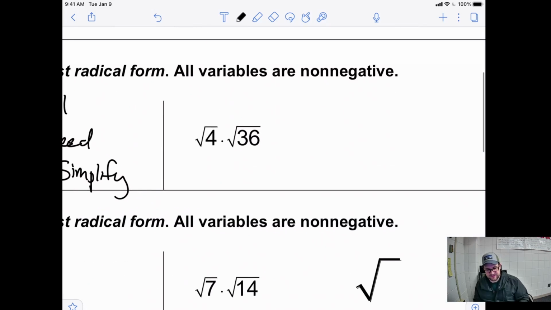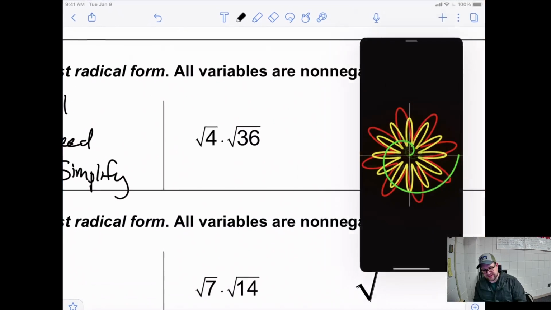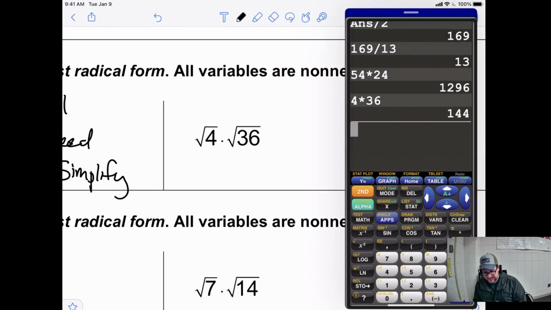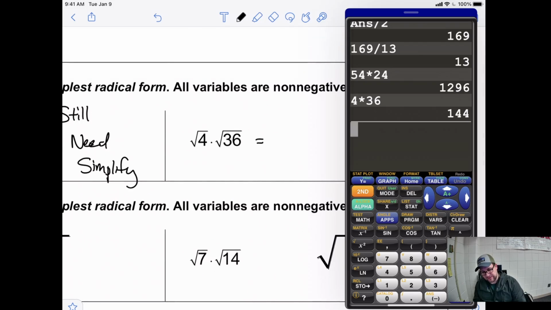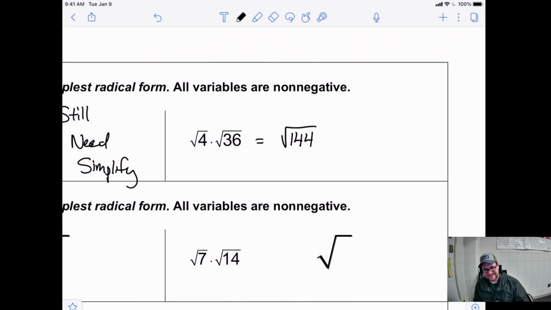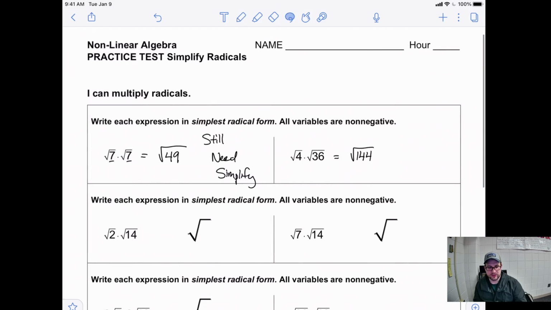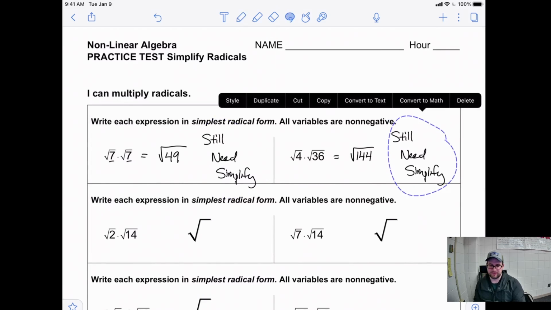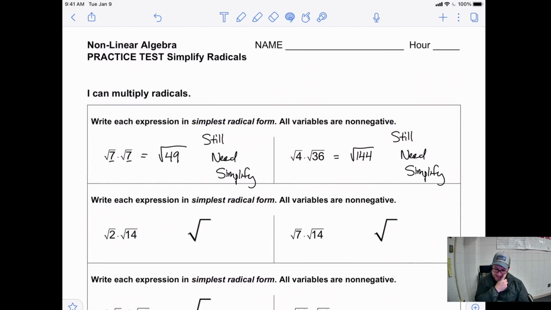If I get to this problem, 4 times the square root of 36, I would take 4 times 36, and that's going to give us our number on the inside, the square root of 144. Now, again, this is not your answer. I'm going to put this over there in every one of these. You still need to simplify. You can finish this, though. Look at the problem below.